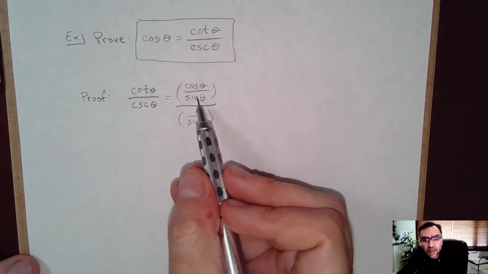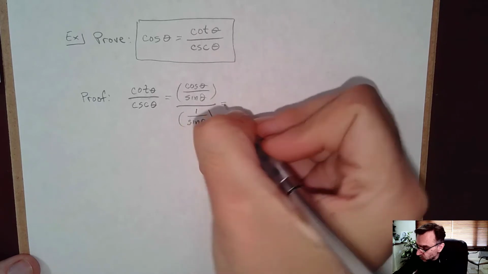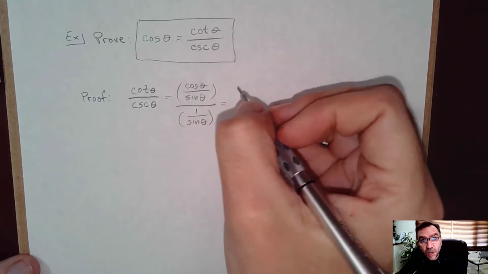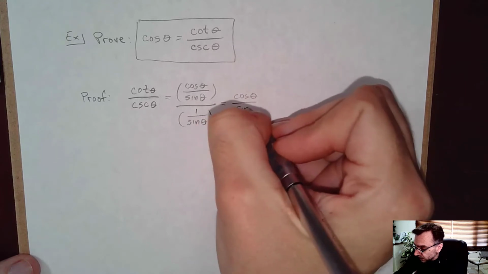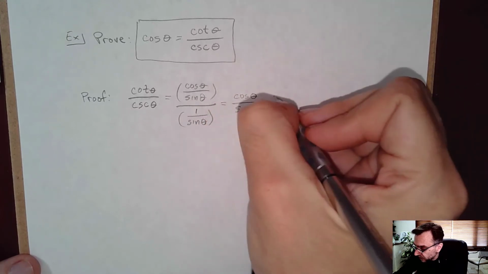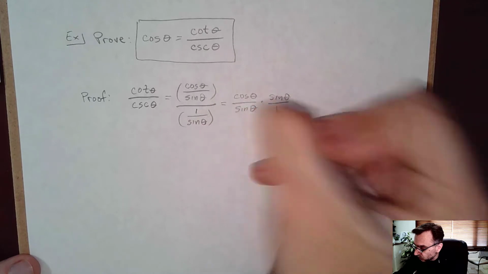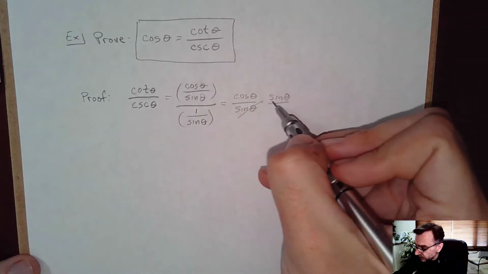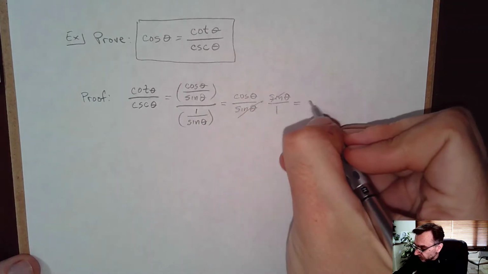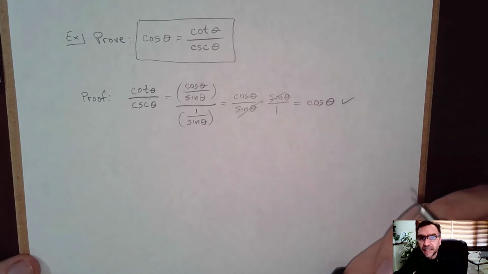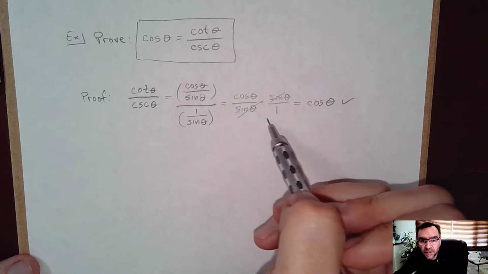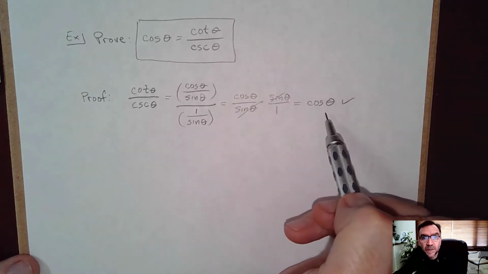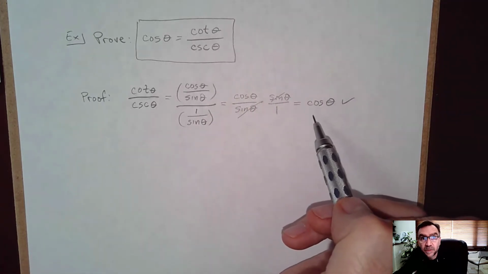And now when you're dividing two fractions, you really multiply by the reciprocal of the denominator. So we'll write cosine theta over sine theta times the reciprocal of that, which would be sine theta over 1. Right? The sines cancel, and we're left with cosine theta. So that's the anatomy of a proof. You start with one side, you work definitions or identities until you get to the other side, okay? That's how we're going to make our proofs.